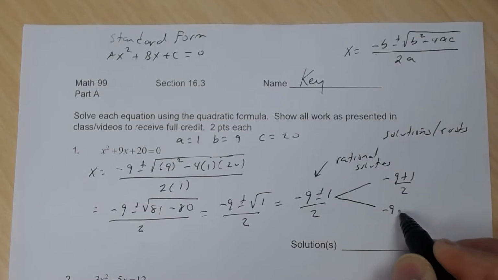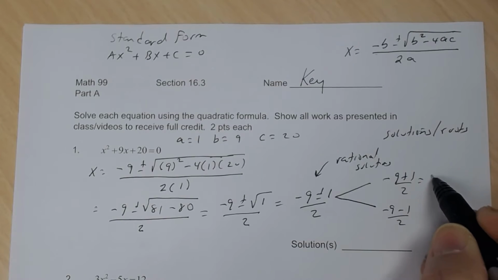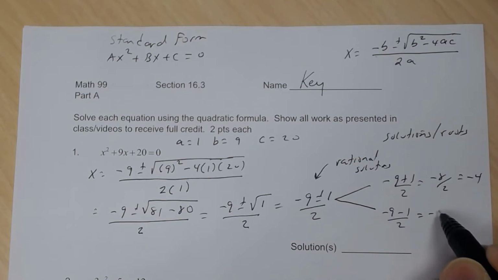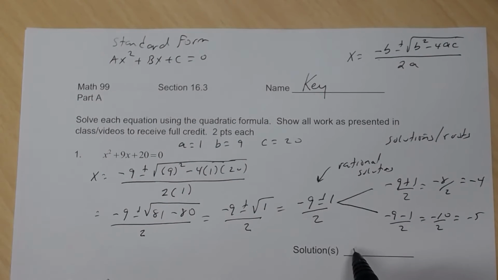And then negative 9 minus 1 divided by 2. And so over here, that's negative 8 divided by 2, which is negative 4. And over here, that's negative 10 divided by 2, which is negative 5. So you have two solutions here, negative 4 and negative 5. So your solutions are x equals negative 4, x equals negative 5.